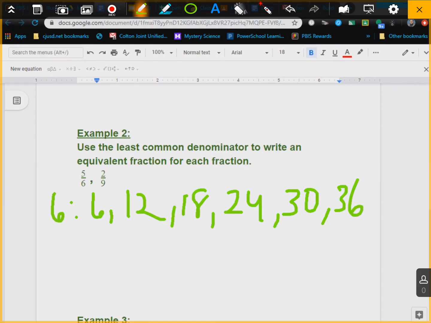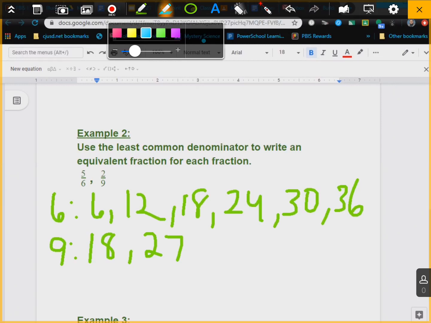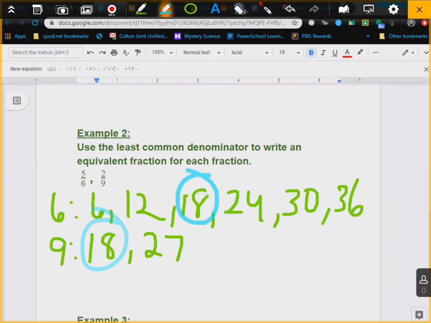I'm going to stop right there. Maybe I'll find a common denominator. Let's do 9. 9 times 1 is 9, 9 times 2 is 18, 9 times 3 is 27. But I'm going to stop there because I already see that they both have the same multiple of 18. That told me the least common denominator, meaning the lowest multiple that they both have in common. They both have in common 18. So that's going to be my least common multiple and my least common denominator.